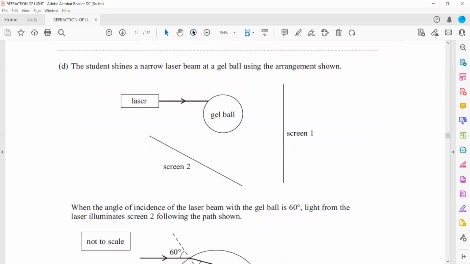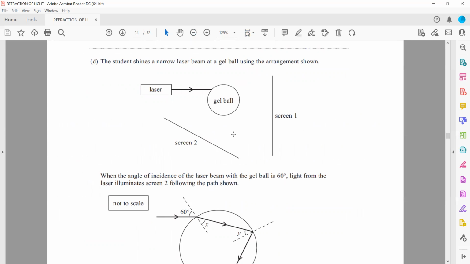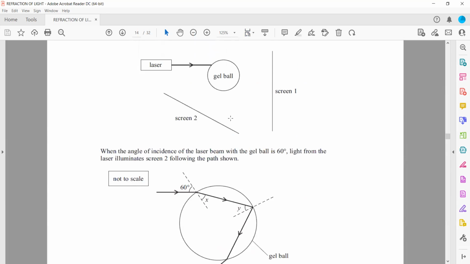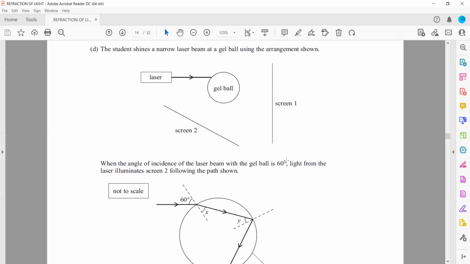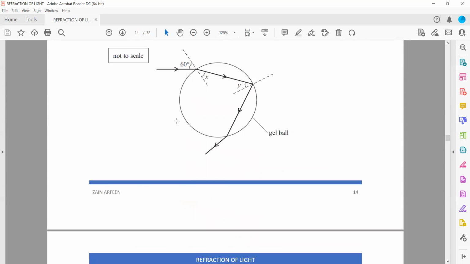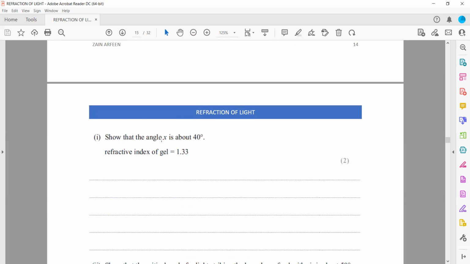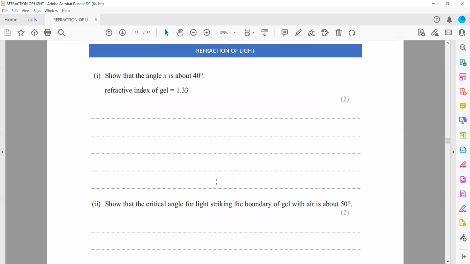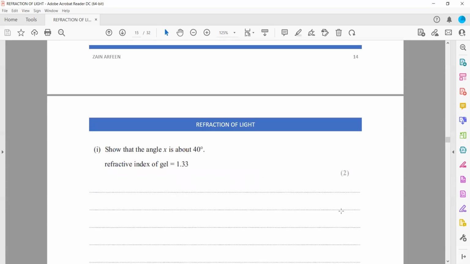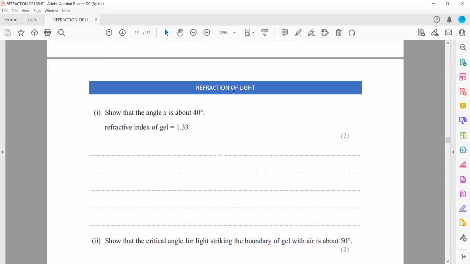The student shines a narrow beam of light at a gel ball using the arrangement as shown. A laser light is there, a gel ball, screen 1 and screen 2. When the laser beam is incident on the gel ball at an angle of incidence of 60 degrees, light from the laser illuminates screen 2, following the path shown. So this is the path which the light is taking. We have to show that the angle x is about 40 when the refractive index of the gel is 1.33, and that the critical angle of the light is about 50. Like angle y is 50, we want to show that.